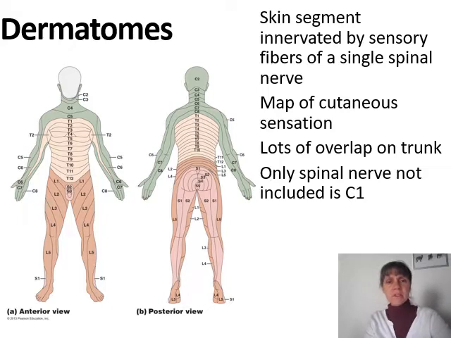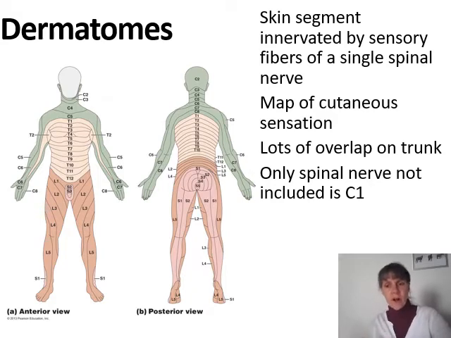Dermatomes are segments of the skin that are innervated by sensory fibers of a single spinal nerve. And they've actually mapped dermatomes out. So we've got this map of cutaneous sensation, and there's a lot of overlap of sensation on the trunk. The only spinal nerve that's not included is C1.